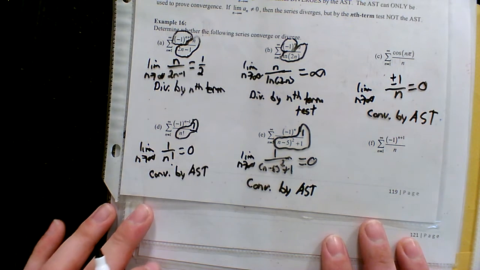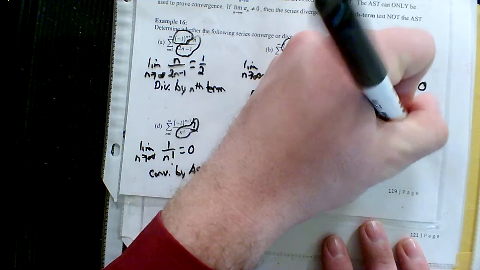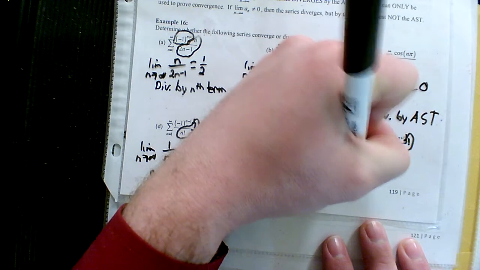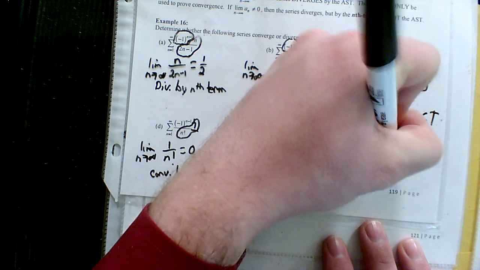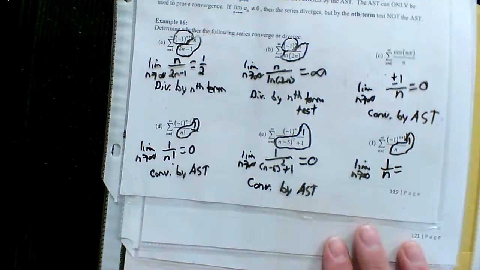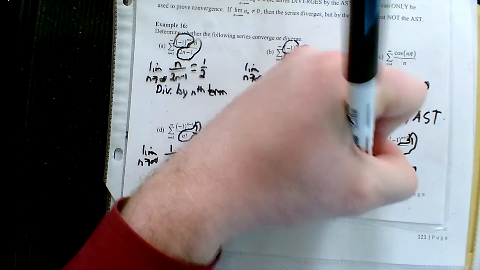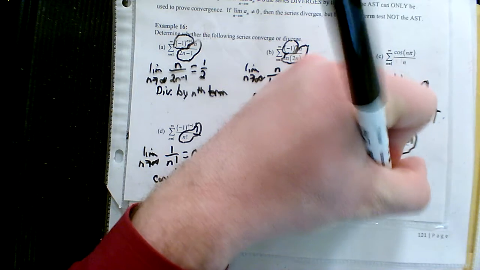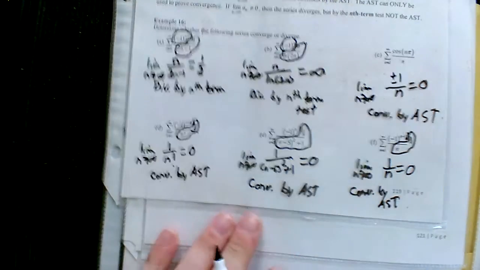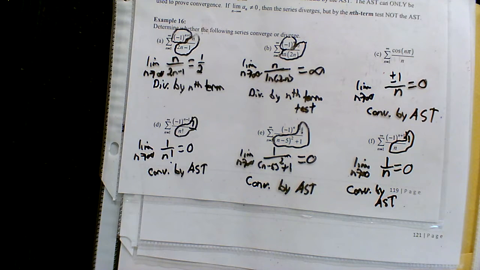And lastly, I think you can do the last one on your own. If you take the limit, you get what? 0. So once again, converges by AST. Not too bad. Are we okay to move on then?